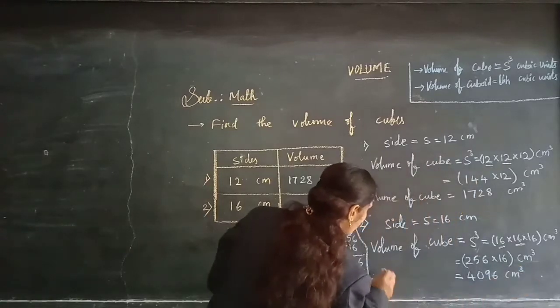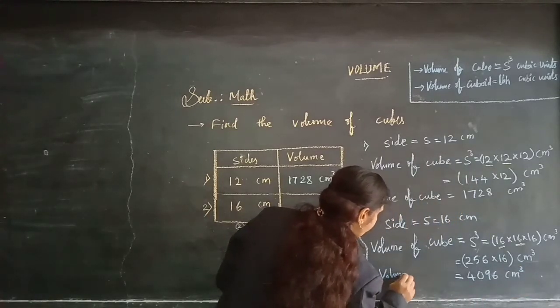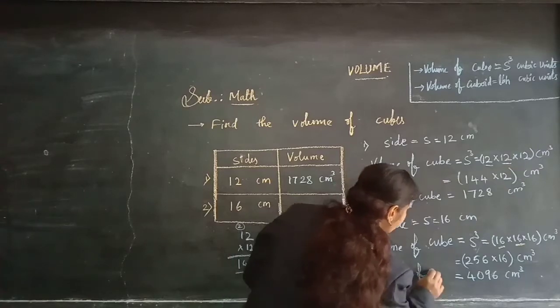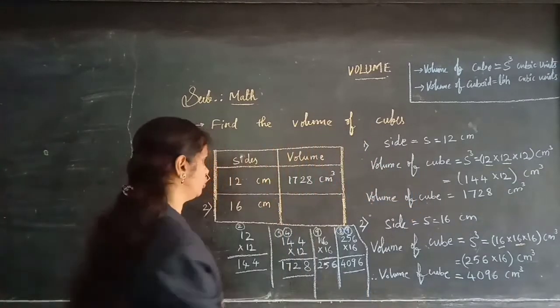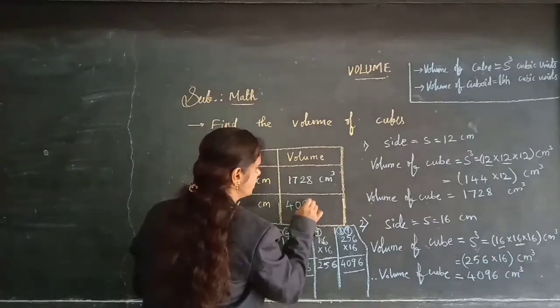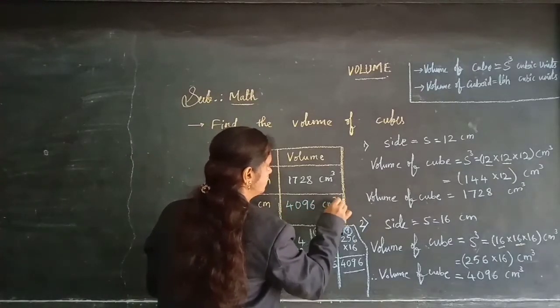Therefore the volume of the given cube is 4096 centimeter cube.